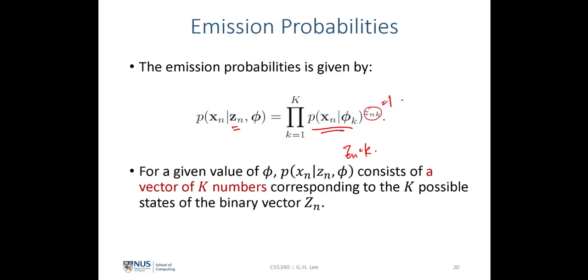Or we can also think of it this way, that for a given value of phi, this particular probability distribution will consist of a vector of k numbers that corresponds to the k possible states of the binary vector zn.